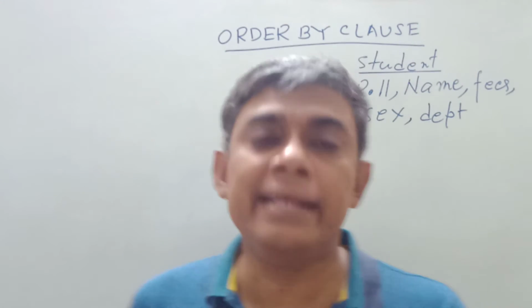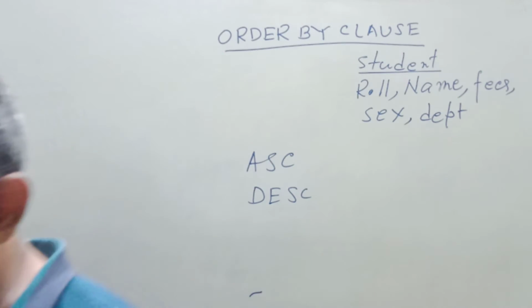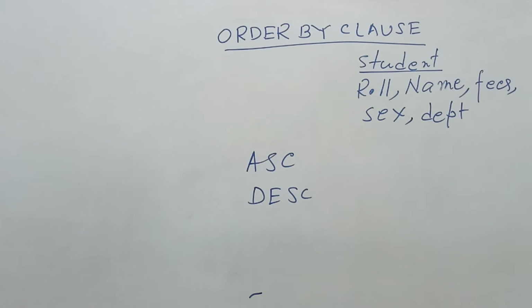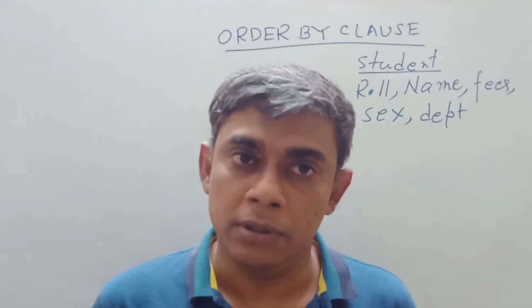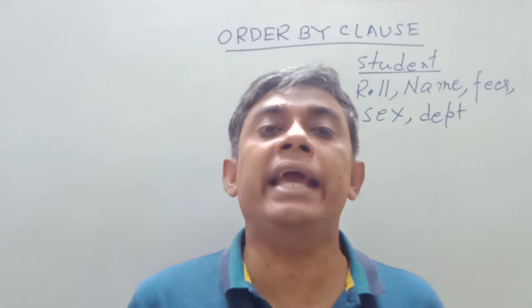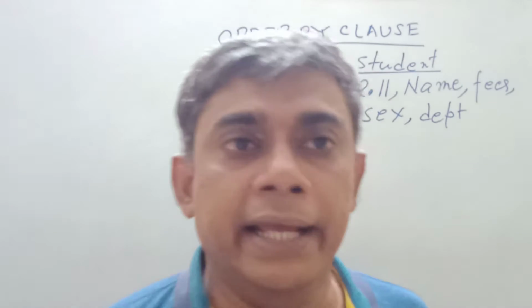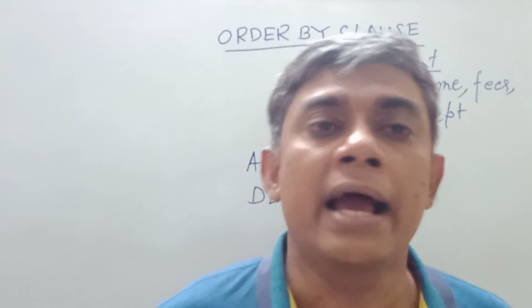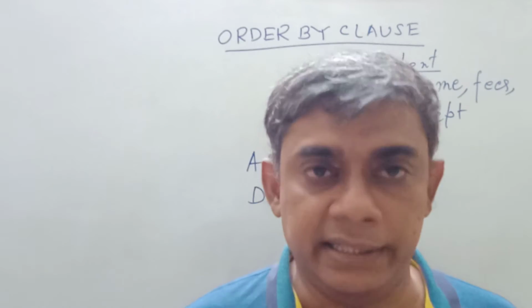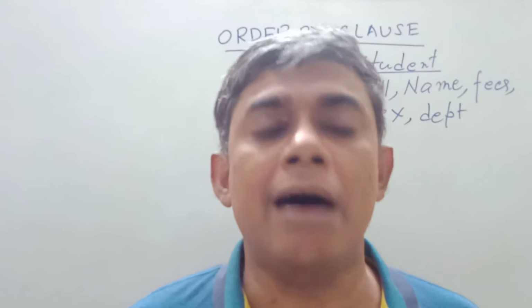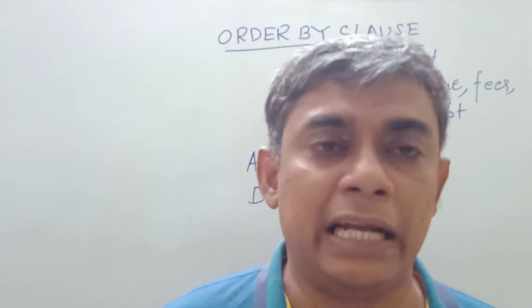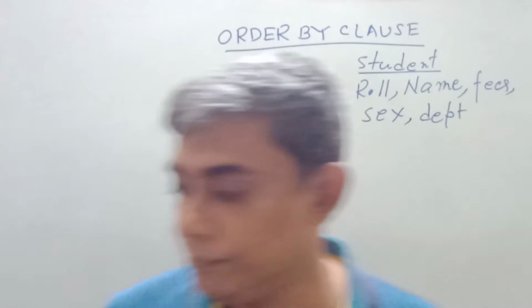Understood? So what is order by? If you want to display the result of a query either in ascending or descending order, then we use order by clause. For ascending, we use ASC, and for descending, we use DESC. If you do not mention ASC or DESC, by default, it becomes ascending. And order by should be the last statement of your SQL.